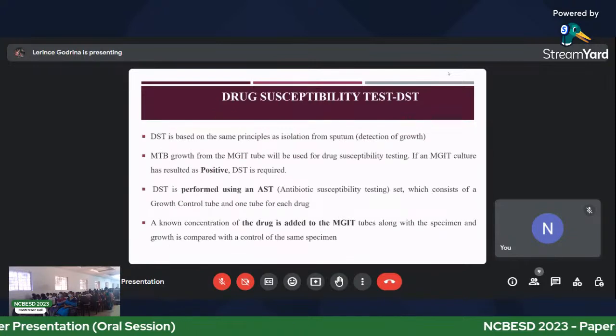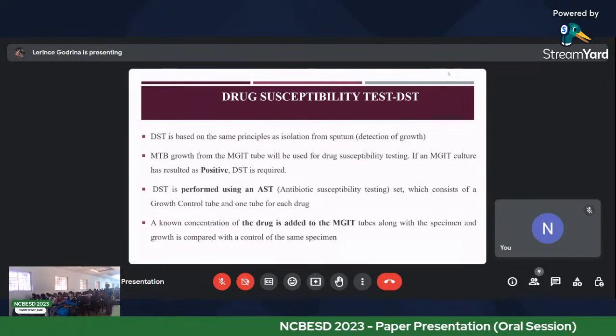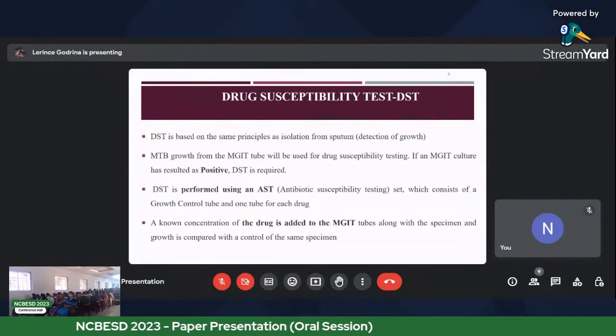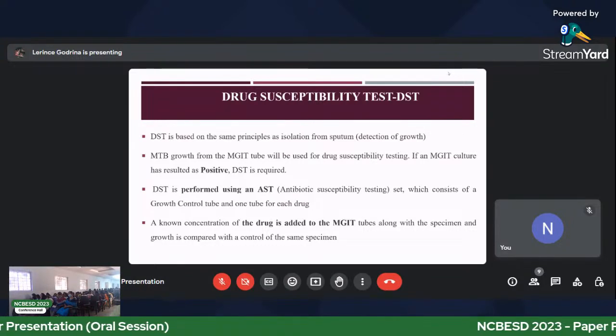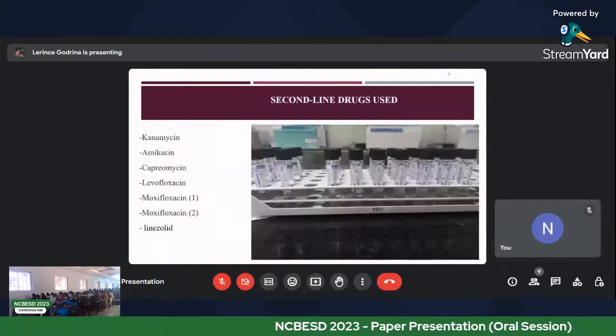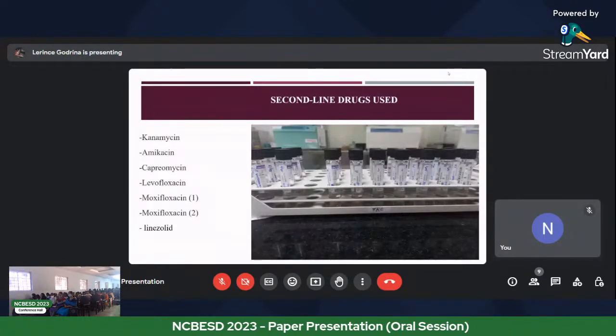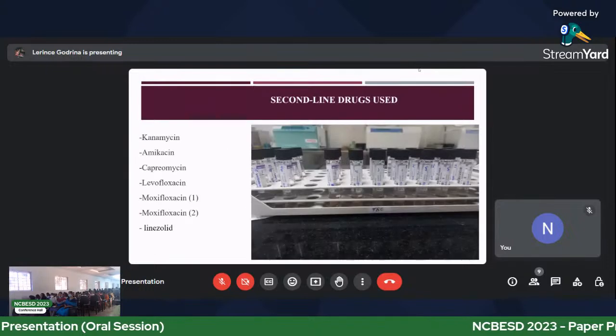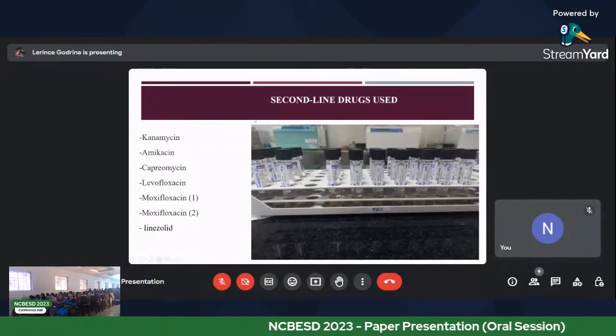These positive tubes are carried on to the next step, called DST. DST is done to find out which drugs the TB bacteria, and so the person, are sensitive to. In this process, I've used second-line drugs: kanamycin, amikacin, capreomycin, levofloxacin, moxifloxacin 1, moxifloxacin 2, and linezolid. I've used one growth control tube, and this is a sample tube.